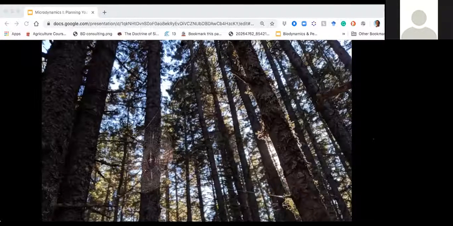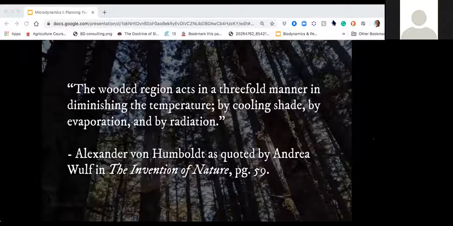This is a passage from Alexander von Humboldt, who is probably one of the best, least known traveling scientists, who promoted the idea of nature as this web of life. And he was so successful that we've pretty much forgotten him. It wasn't original to him. Other indigenous communities have had that concept long ago, but it was novel, at least for European thought. He says here that a wooded region acts in a threefold manner: in diminishing the temperature, by cooling shade, by evaporation, and by radiation.